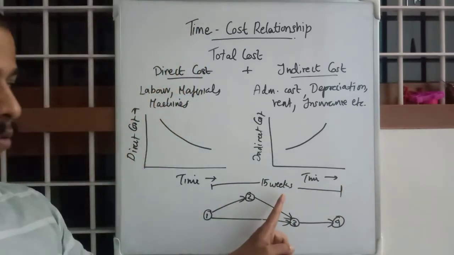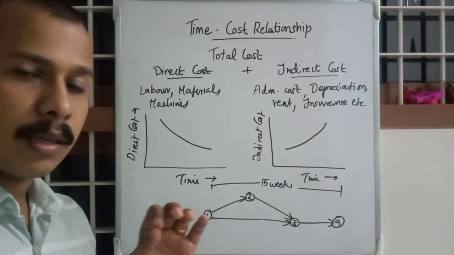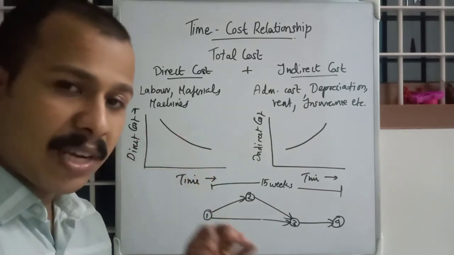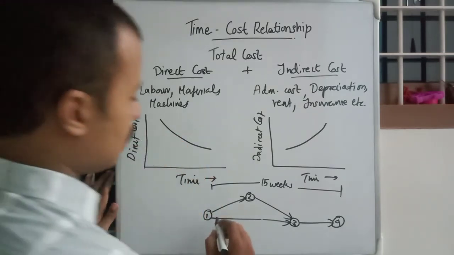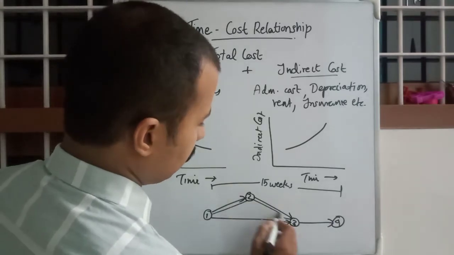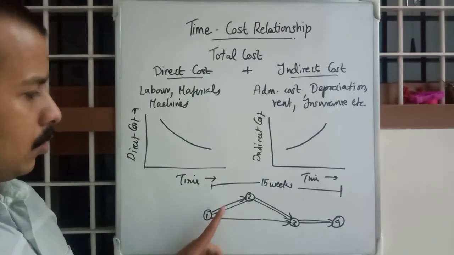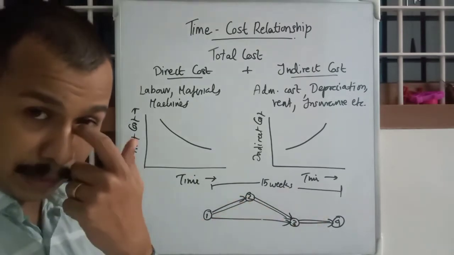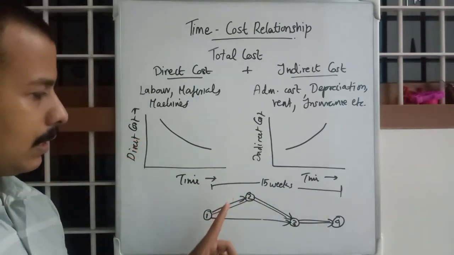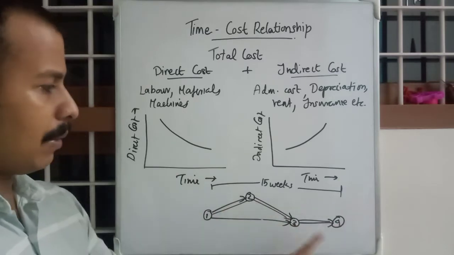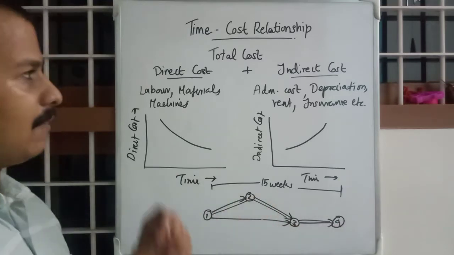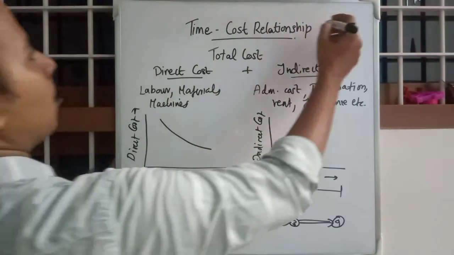and that 15 weeks will be the what? The duration of critical path. If this is the critical path, you all know this, I am just repeating myself. This 1, 2, 3, 4 is the critical path. The duration of this critical path will be 15 weeks. Okay, and we call it as normal duration.